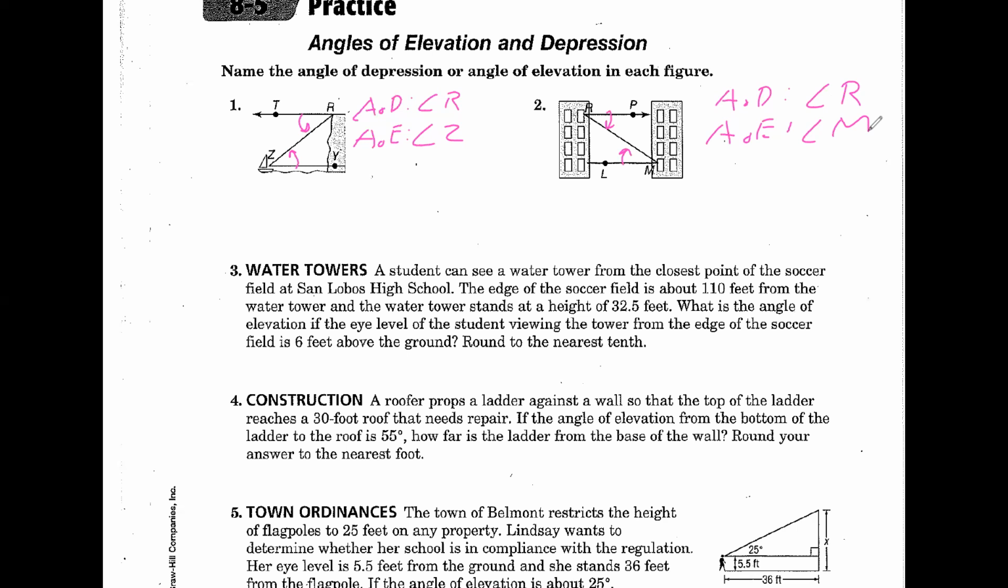Number 3, do you have a diagram? No. So what should you do? Make one, yeah. All right, so water tower. We have the line of sight down to the person that was looking at it. We have the distance they were from it. What did it say? 100, I think. No, 110. Okay, so this is 2.5 feet tall. The person was 6 feet.